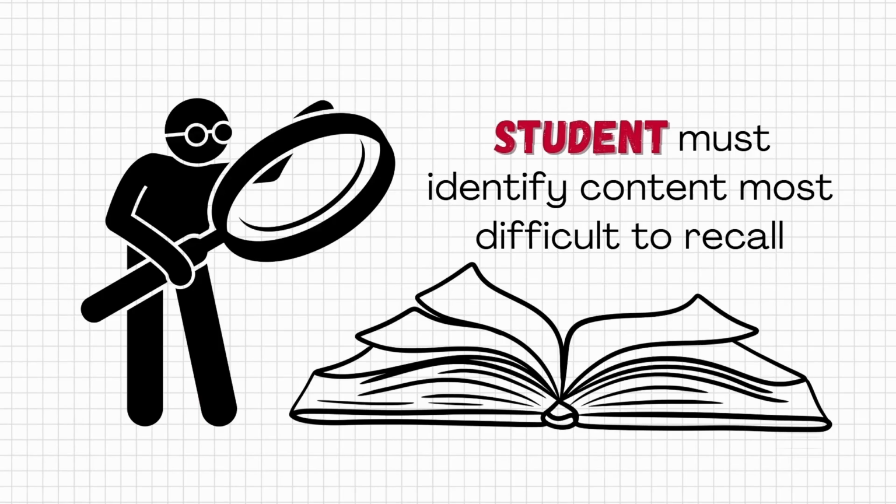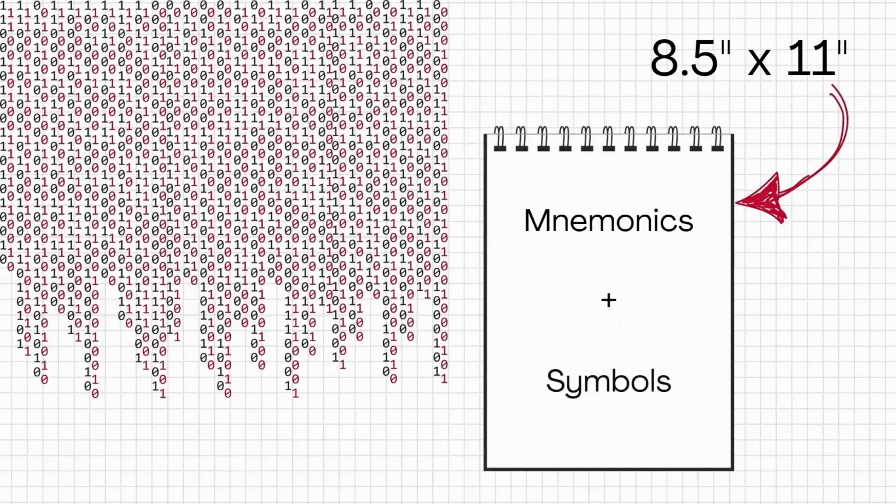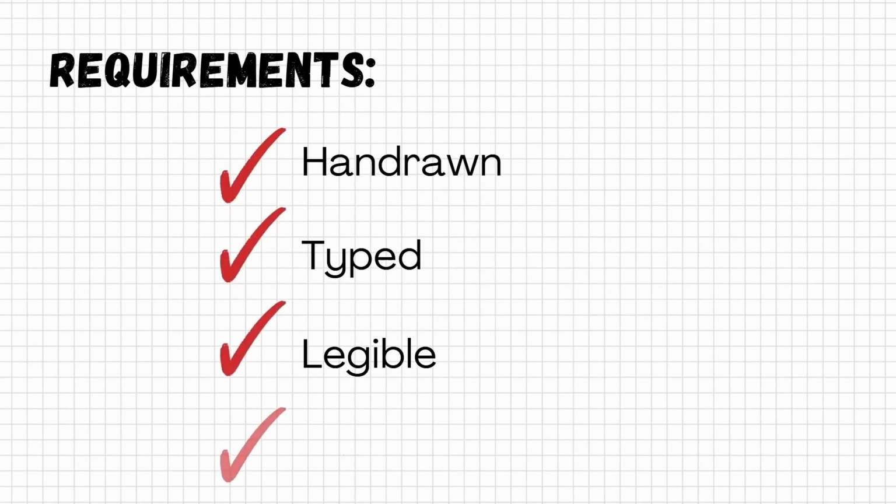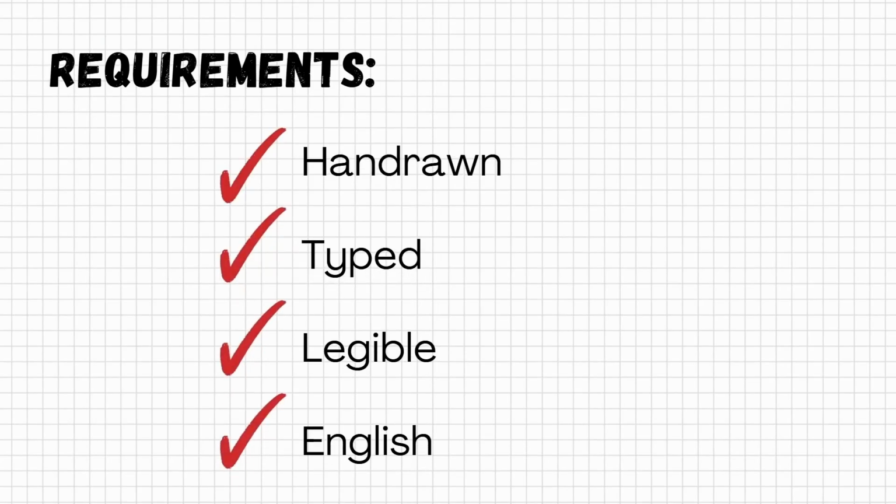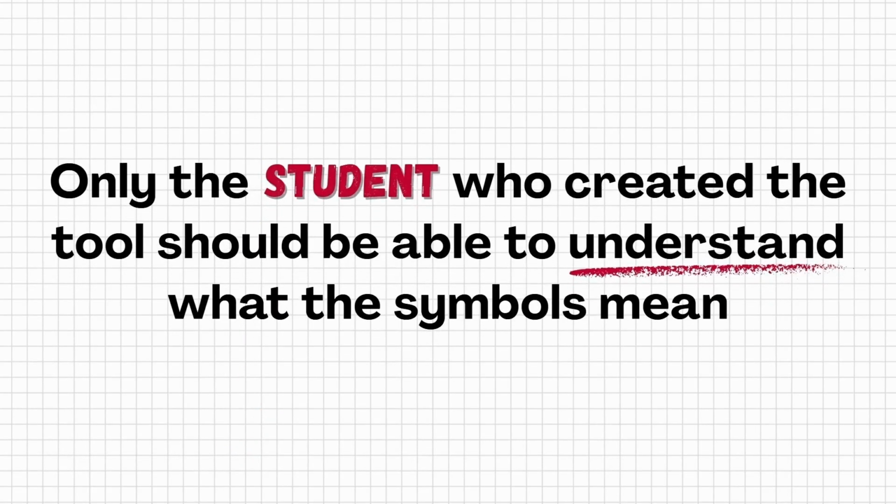When creating this tool, students must identify content that is most difficult for them to recall, and then code that information into mnemonics or symbols on an 8.5 by 11 single-sided page. This document can be hand-drawn, typed, or a combination of both, and it must be legible, in English, and only the student who created the tool should be able to understand what the symbols mean.